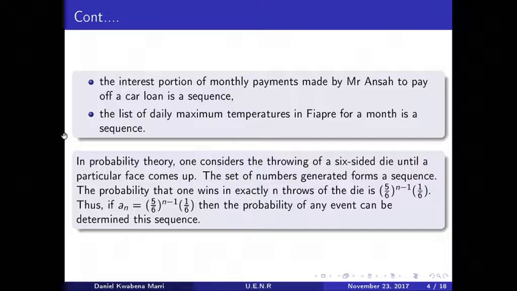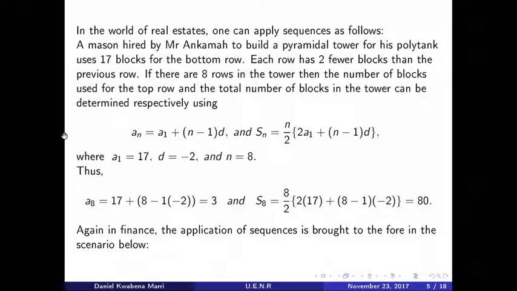A and B equal to the probability that the person will lose, raised to the power n minus 1, times the probability that the person can win. And then when it goes to the world of real estate, let's say we hire someone to build a pyramidal tower so that we can put our poly tank on it. And then we want the lower bottom to have 17 blocks, and then each row will have 2 blocks fewer than the previous one. So we can generate these sequences, and then we can know the total number of blocks that we will need in that building of the pyramidal tower, and then the number of blocks that will be at the last row.